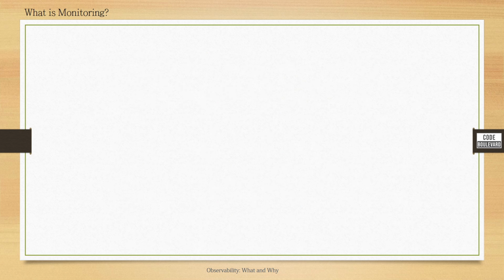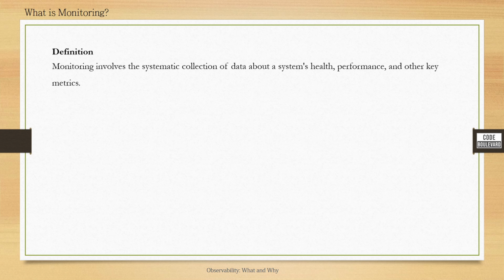All right, let's start with monitoring. First of all, let's have a definition for that. Monitoring actually involves the systematic collection of data about the system's health, performance, and other key metrics. It typically focuses on predefined indicators and thresholds. The primary goal of monitoring is to detect and alert on deviation from expected behavior, and it helps identify issues or potential problems in the system.